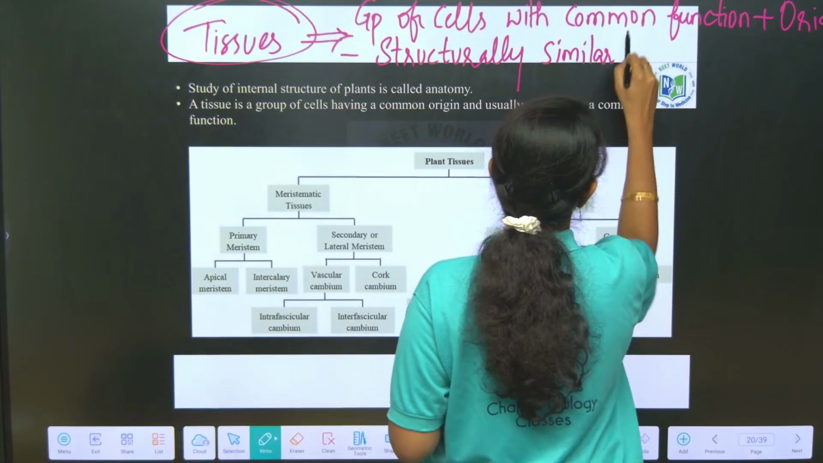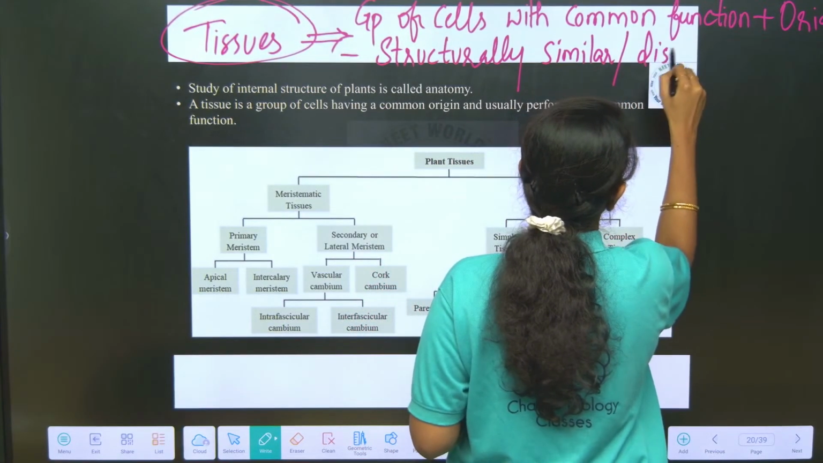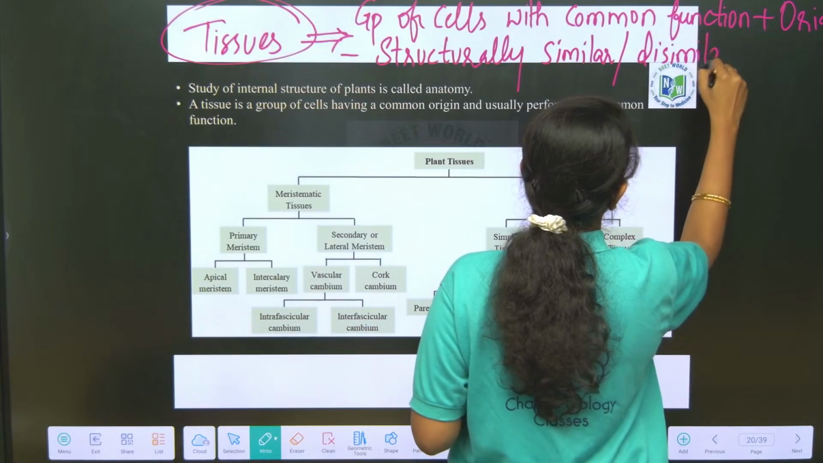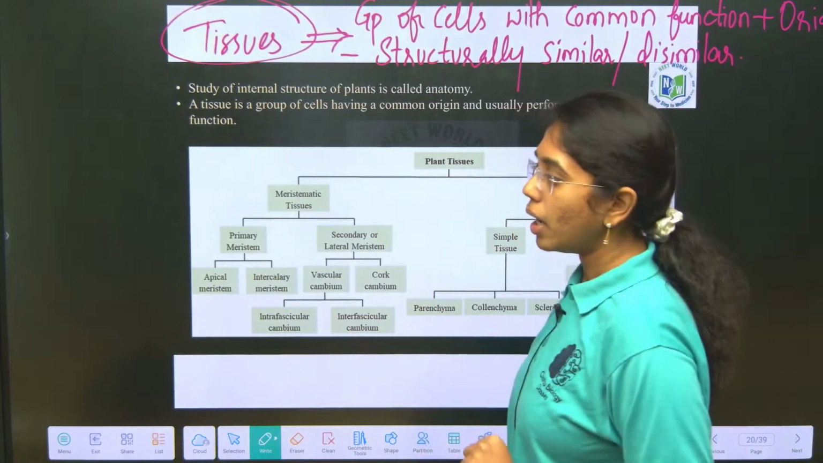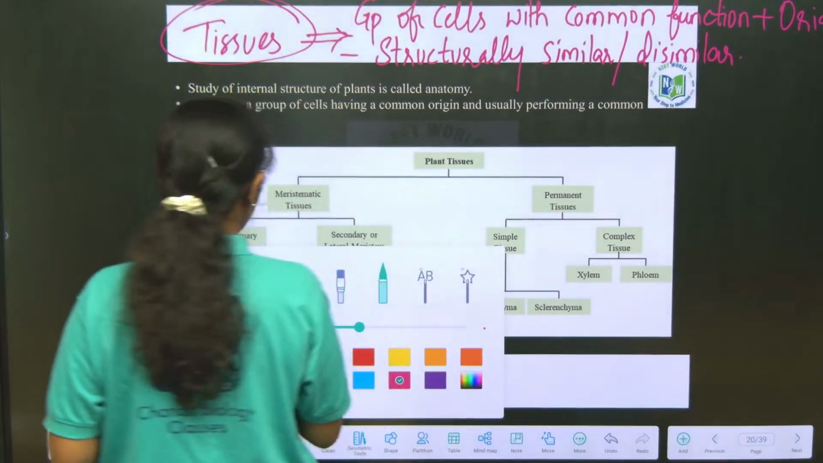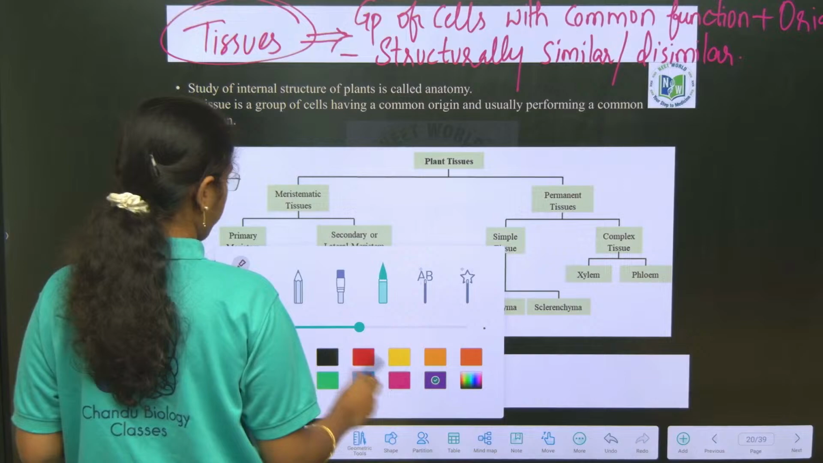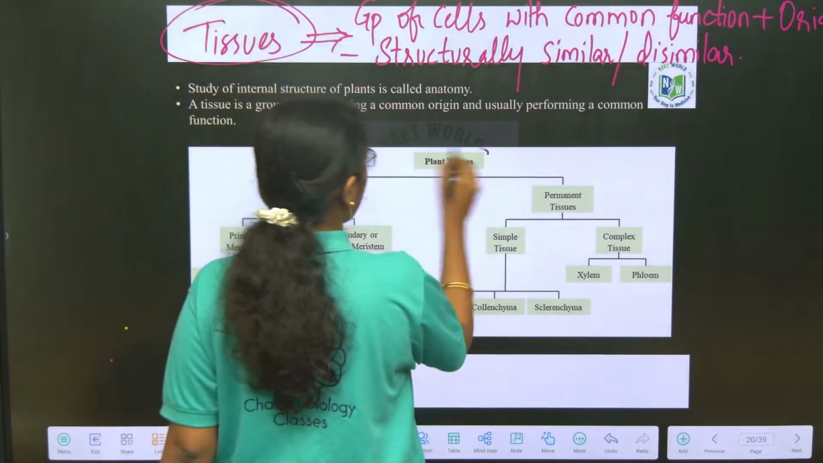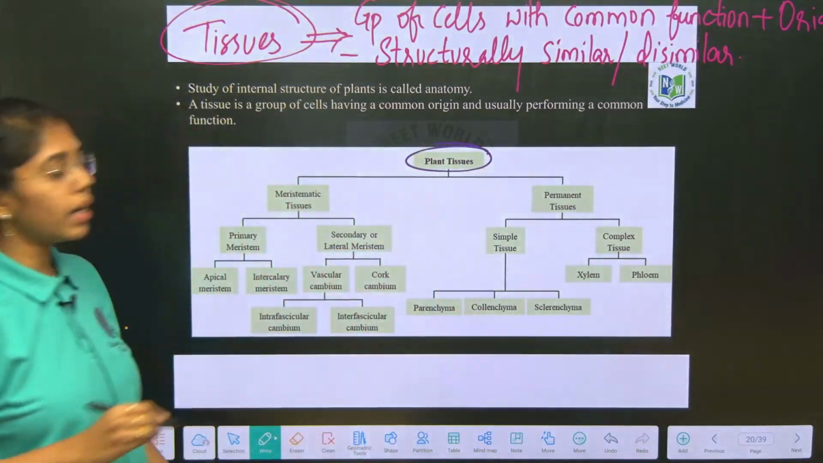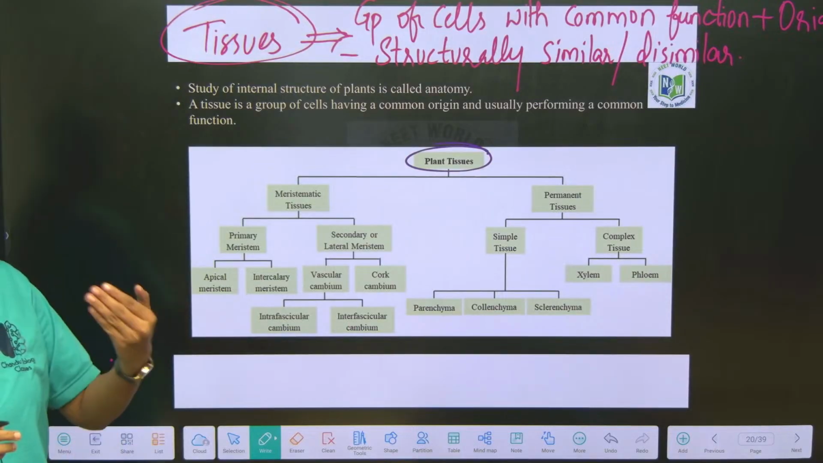Structurally similar or dissimilar. Clear? Now you look into the classification of tissues. First, tissues are classified primarily based on the capacity of division.